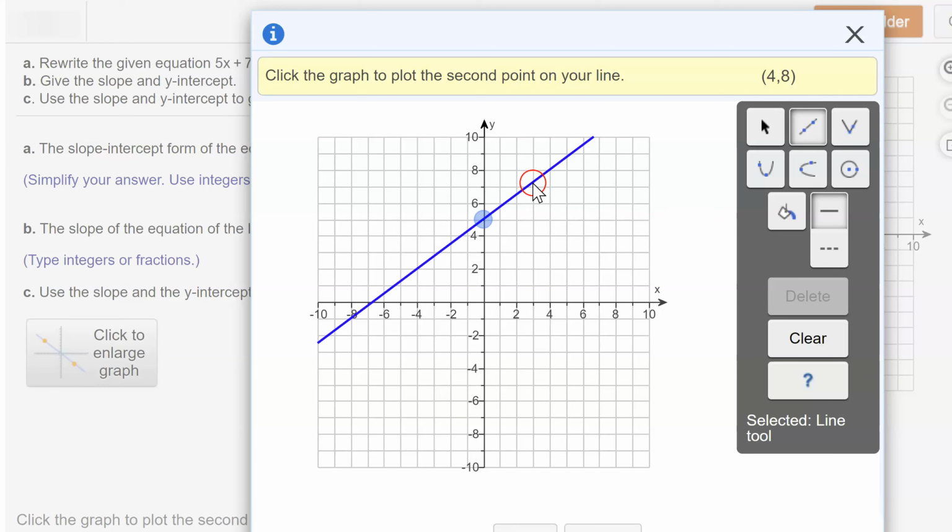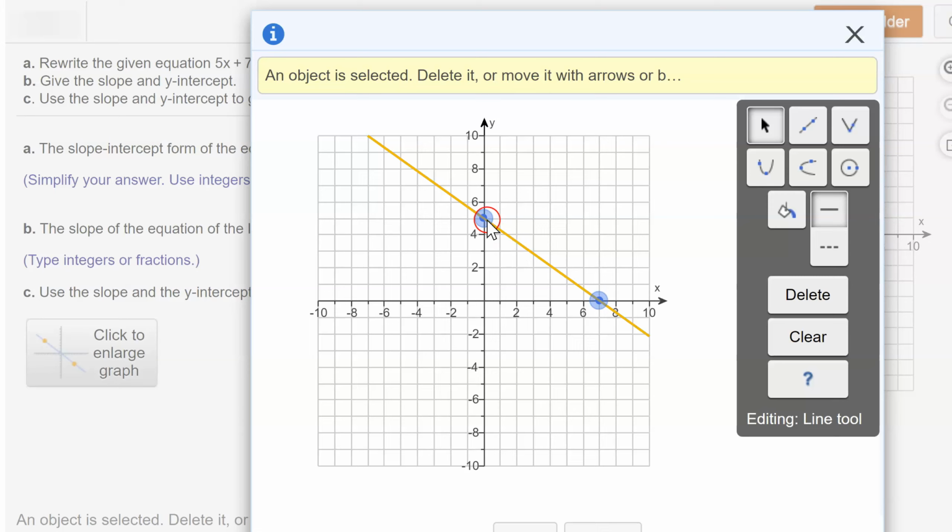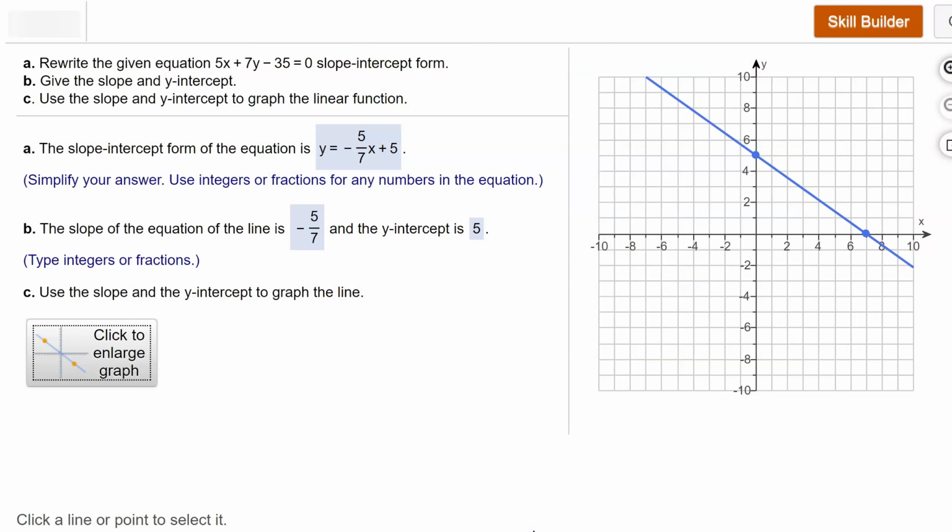One thing I want to point out is if you look up here, you will see the coordinates of the point I'm hovering over. So that is the point (0, 5). And then our slope was negative 5/7. So I'm going to have to go down 5 and to the right 7. So there is my line, double check, down 5, right 7. So I need to save that and then check my answer.